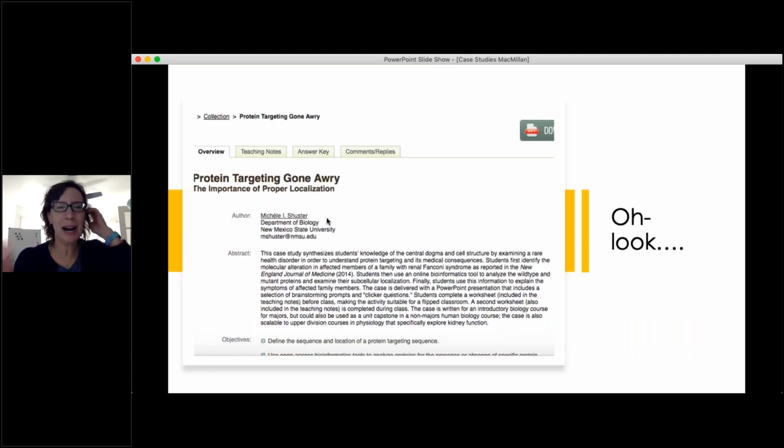Just happened to come across this one. Okay, I know, I'm biased. All right, so here's one of mine. This is actually the kidney disease case I was telling you about. So it's protein targeting gone awry, and so you could find that.